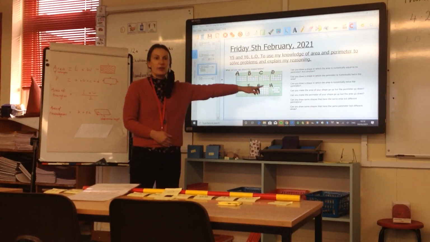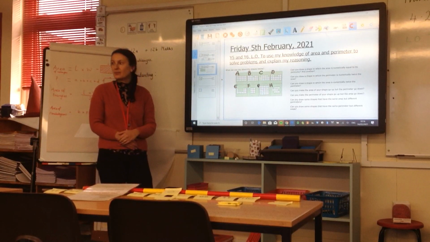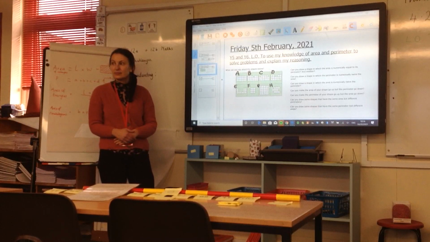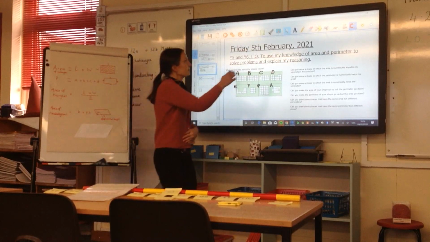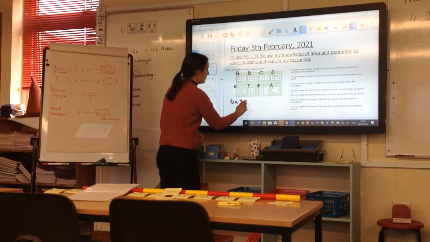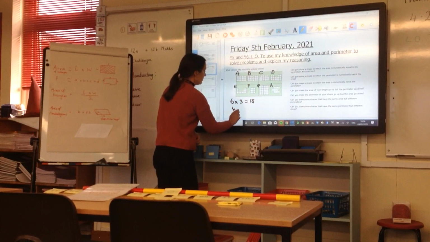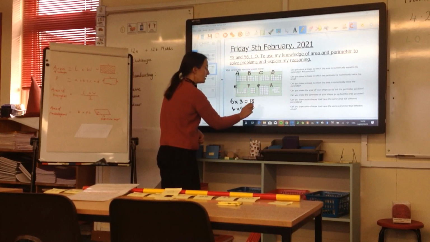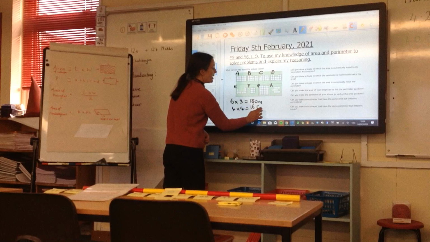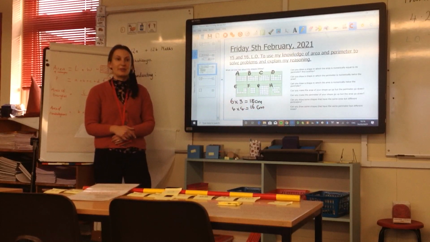Did anybody investigate any of these other questions? Yes? On A, can you draw a shape in which the area is equal to its perimeter? I came up with 6 by 3, which the perimeter and the area are both 18. So 6 by 3. And 4 by 4, which gives me a perimeter of 16 and an area of 16 squares. Okay, so these then would have the same perimeter and the same area. Excellent, well done, well investigated.